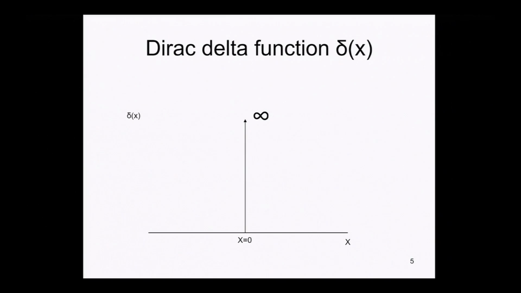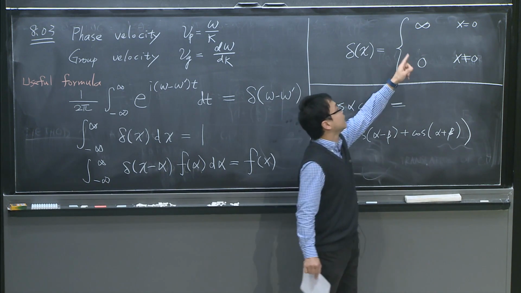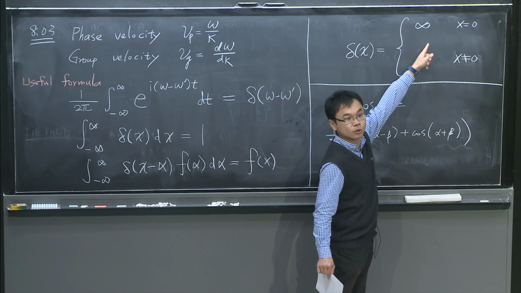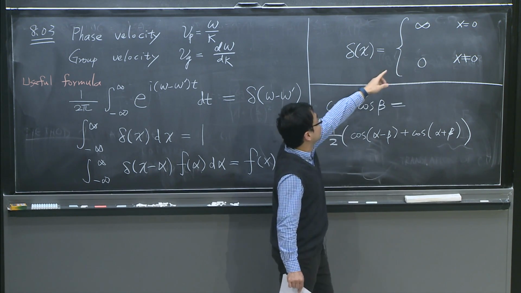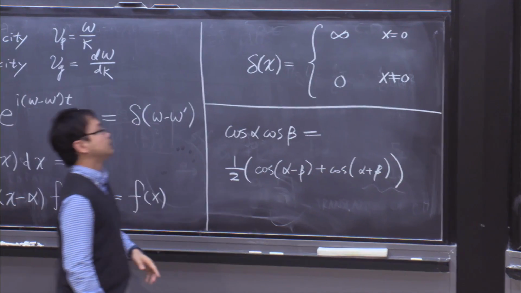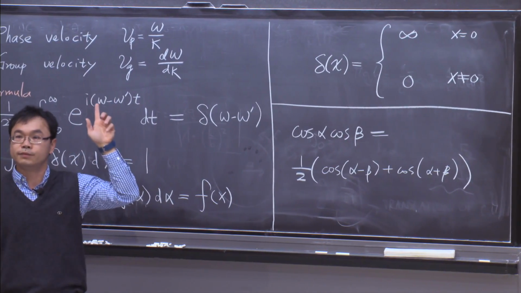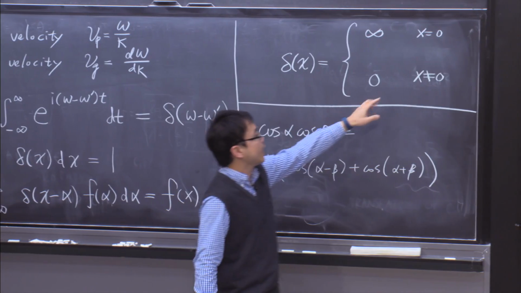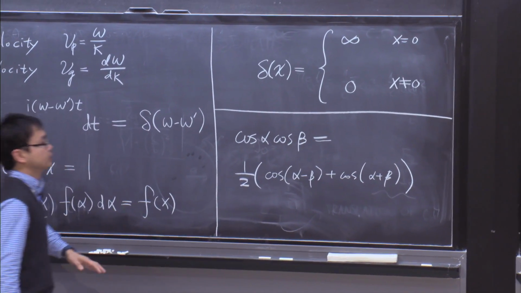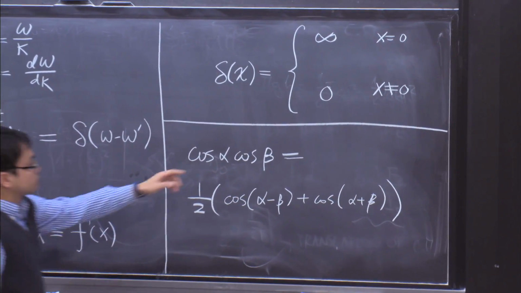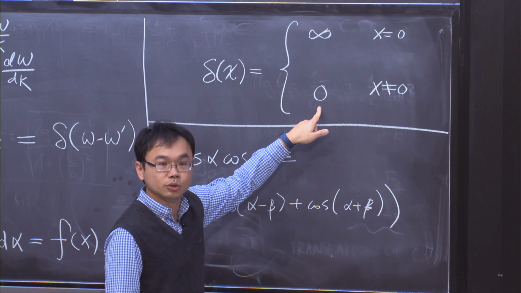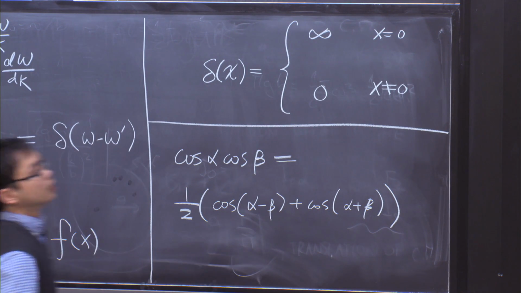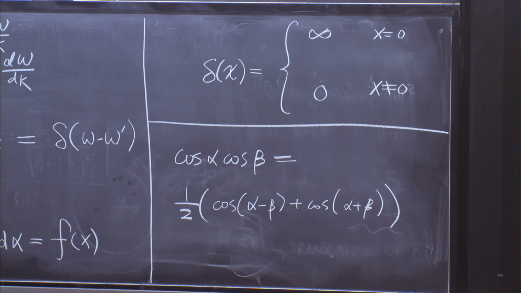So a delta function is a notation for a function which is non-zero only at x equal to 0. At x equal to 0, the size of this function goes to infinity. On the other hand, at all the other points, x not equal to 0, the delta function is equal to 0. Okay? So that's the kind of function I was talking about.